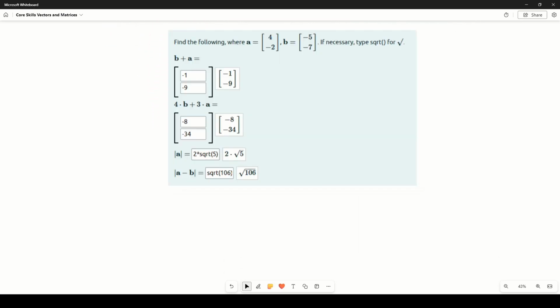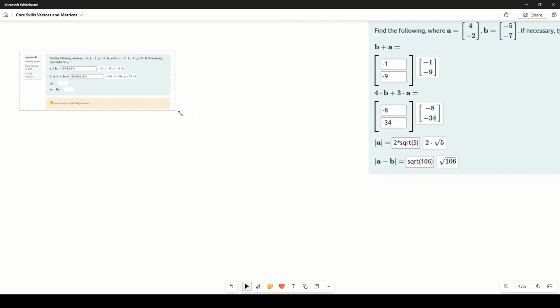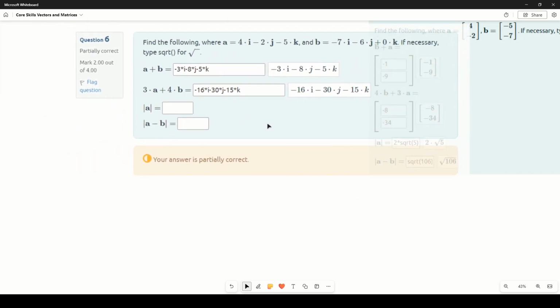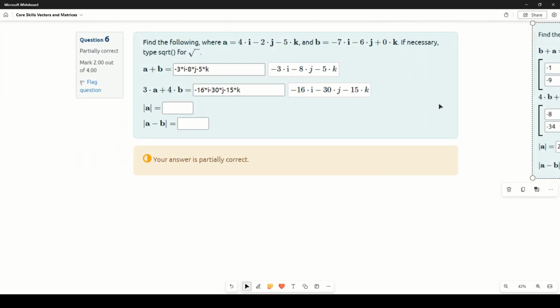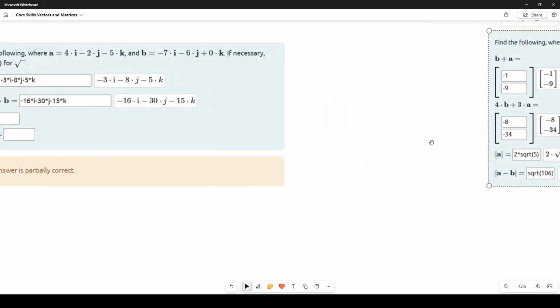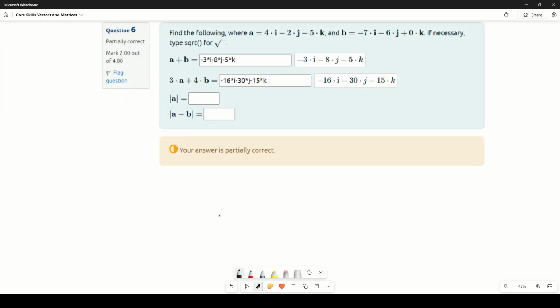This question can either be a question from matrices or vectors. It's question number 6, I believe. Yes, it is. So this question can either be vectors or matrices. This is the last question for vectors, and it would possibly be the hardest one to figure out. But again, it is a really simple question. Trust me, just don't panic. It's basic arithmetic.